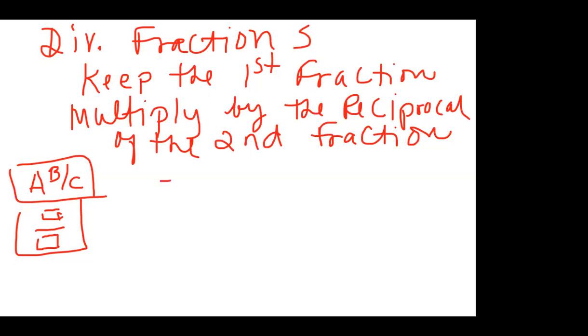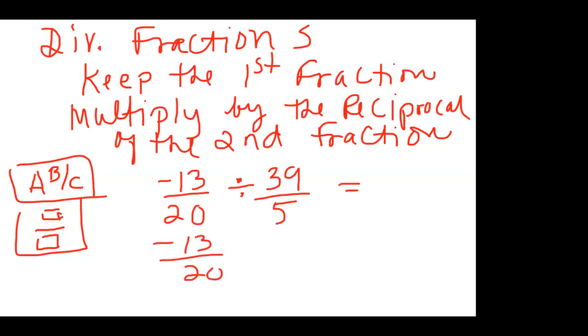So guys, here's an example of a problem. -13 over 20 divided by 39 over 5. So on this one right here, when you're dividing fractions, you want to keep the first fraction. And then you want to change the division to multiplication. And then reciprocate the second fraction. That just means to flip it. And then you go about multiplying, okay? Just like you did with the previous problems.